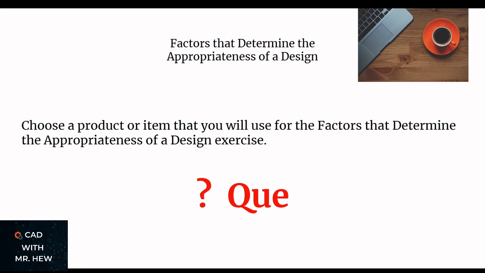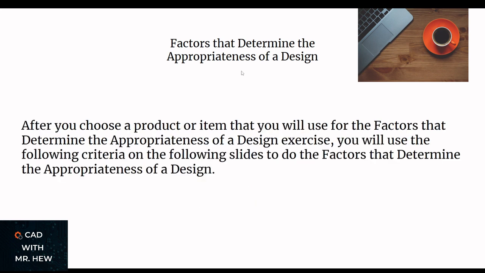What we'll be doing, we'll be choosing a product or item that we will use for the exercise, which is to determine the factors of appropriateness of a design. After we choose a product or item that we will use for the exercise, we will use the following criteria on the following slides to do the factors that determine the appropriateness of a design.